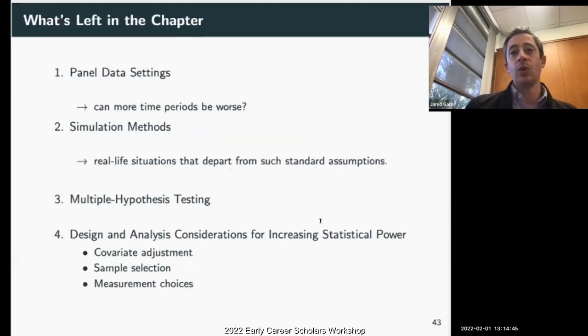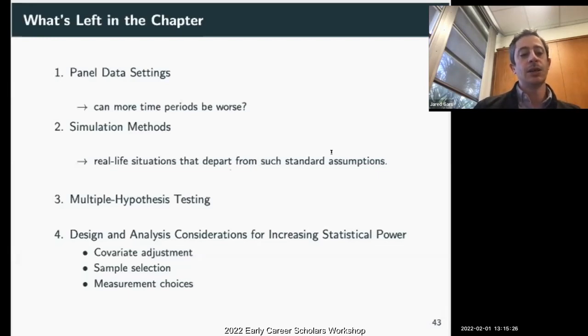So some things that I wasn't able to cover here, given the limited time, but that are left in the chapter, and things that you should consider when you're designing your experiment. One is panel data settings. In many cases, if you have more time periods, that's actually better. There's a great paper by David McKenzie in 2012 on the importance of using baseline data. But then given the level of serial correlation in outcomes, many time periods can actually be worse. So there's a great discussion of some recent papers on what to consider in panel data settings in the chapter.